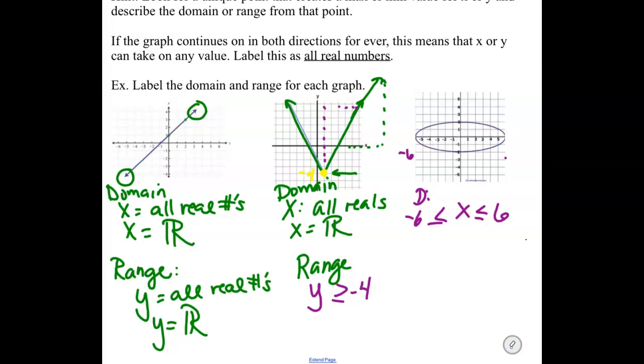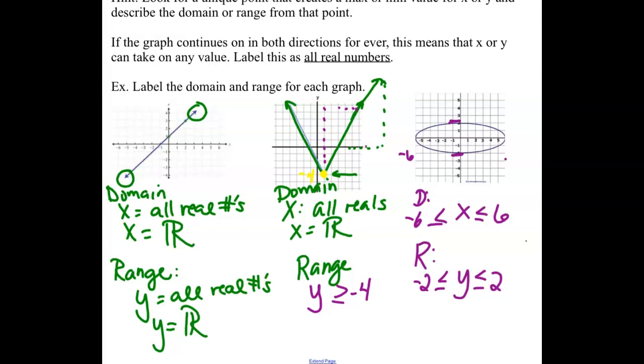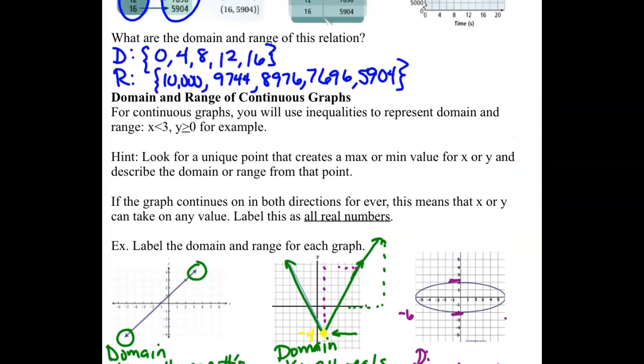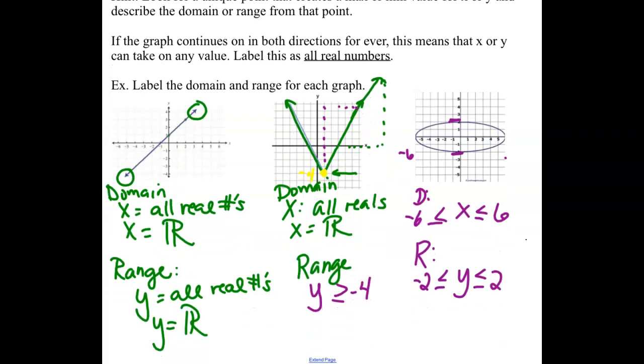All right, looking at the y values, our range. Now we are cutting it off here and here. So we are going for y's somewhere in between a -2 up to a +2. So once again, if you're looking at domain and range of discrete points, like we had in our skydiver example, then we just list the individual values. If we have a graph where we have an infinite number of points, then we list them with inequalities.